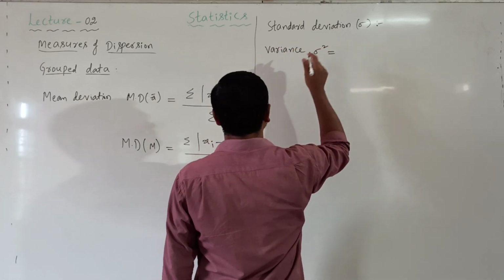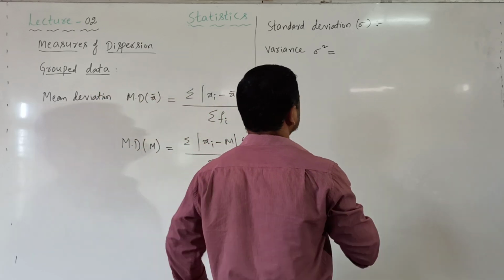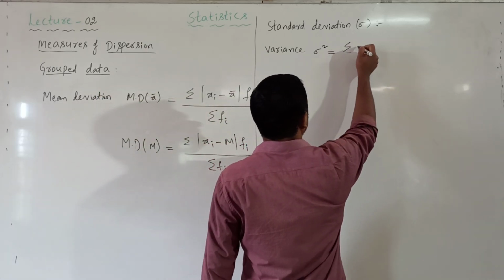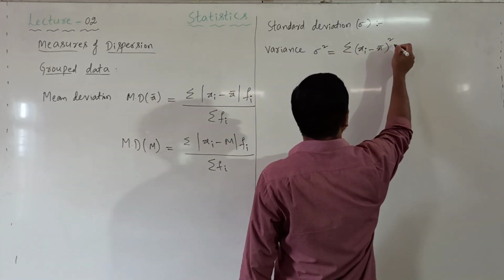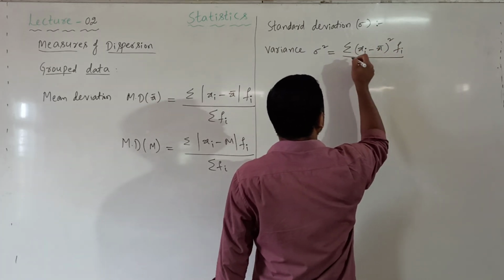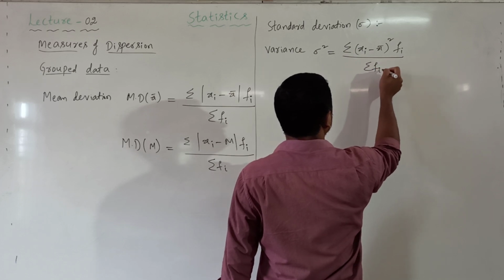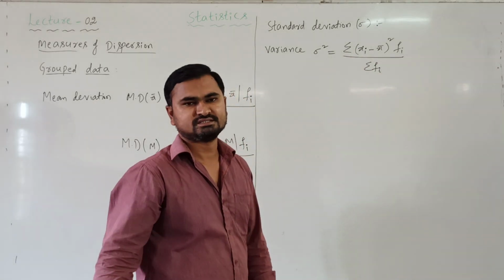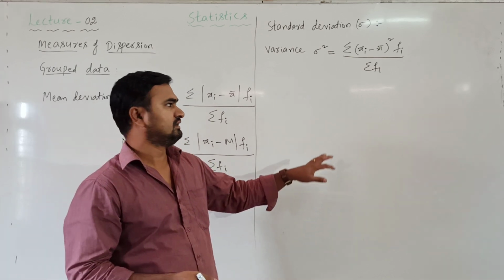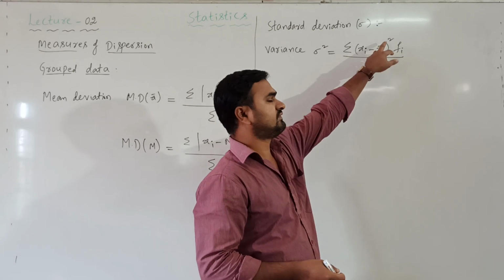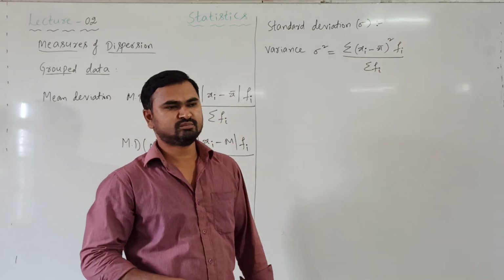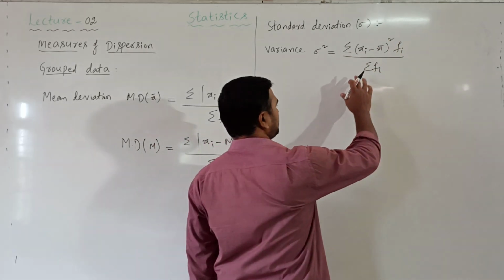Variance, sigma square. In case of grouped data, it is given by sigma of xi minus x bar whole square into fi divided by sigma fi. Variance sigma square is given by sigma of xi minus x bar whole square into fi divided by sigma fi. So this is one formula.